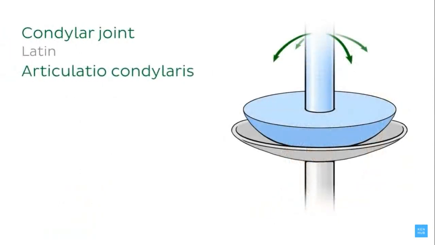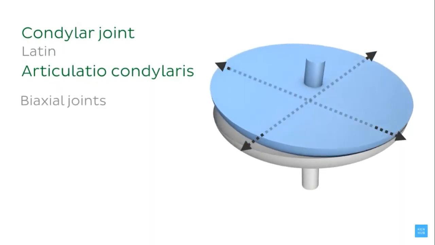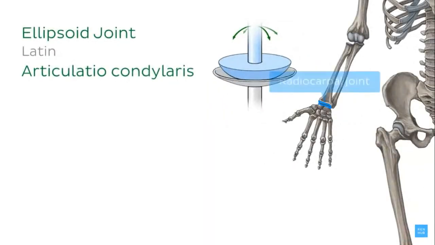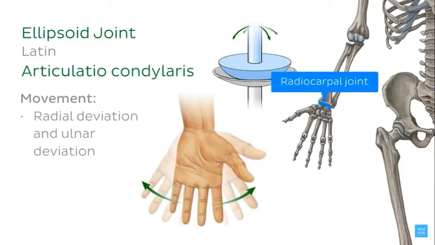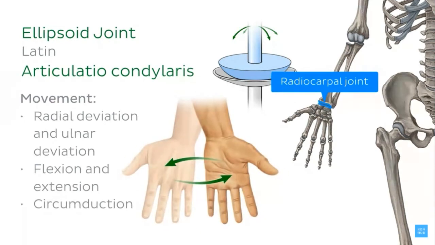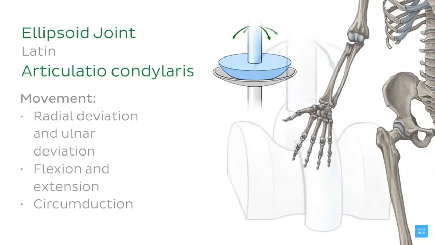Let's move on to talking about the condylar joint, which is also known as the ellipsoid joint. Condylar joints allow movement around 2 axes that are at right angles to each other, therefore they are shown as biaxial joints. An example of this joint is the carpal joint, or the wrist joint. The movements that take place in this joint include radial deviation and ulnar deviation, which occur around the sagittal axis, flexion and extension, which occur around the frontal axis.